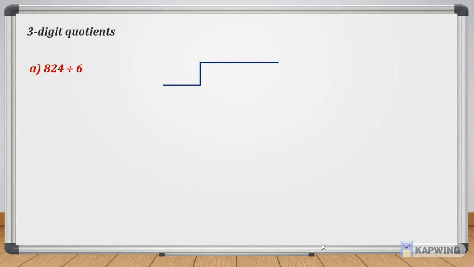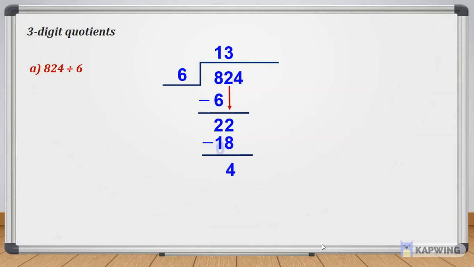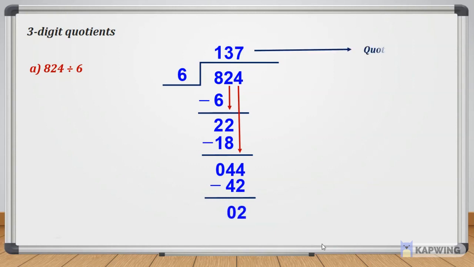Let's solve one more sum. 824 divided by 6. 6 ones are 6. 8 minus 6 is 2. Take the next digit down, 22. So 6 threes are 18. 22 minus 18 is 4. Take the next digit down, 44. 6 sevens are 42. 44 minus 42 is 2. So here 137 is our quotient and 2 is our remainder. So therefore we will write quotient is equal to 137 and remainder equal to 2.